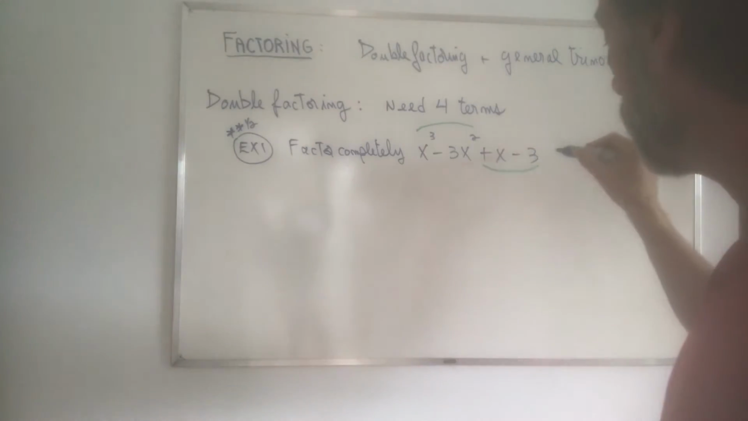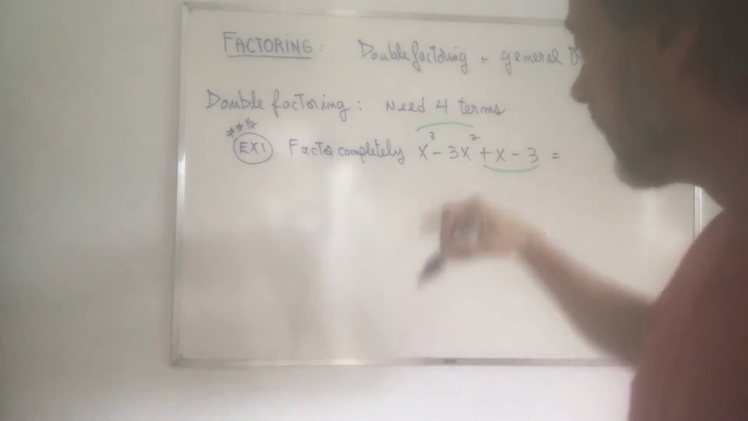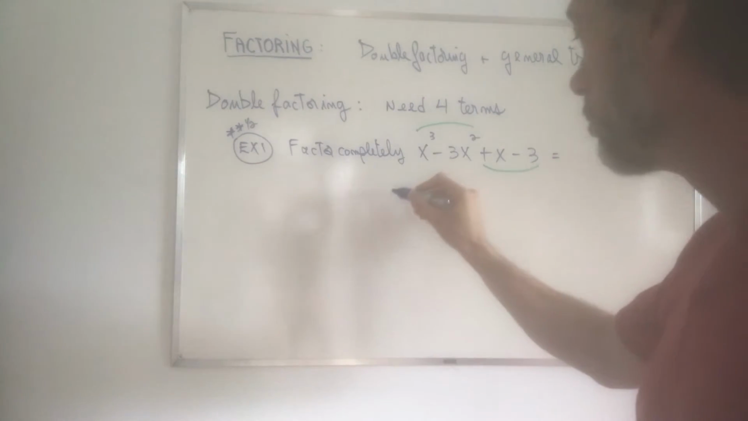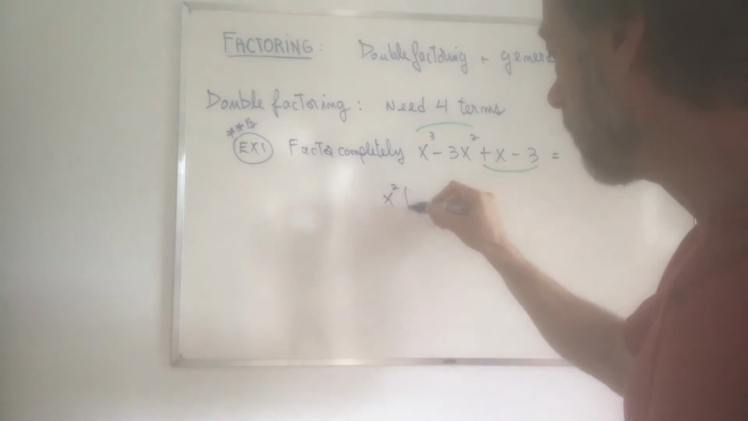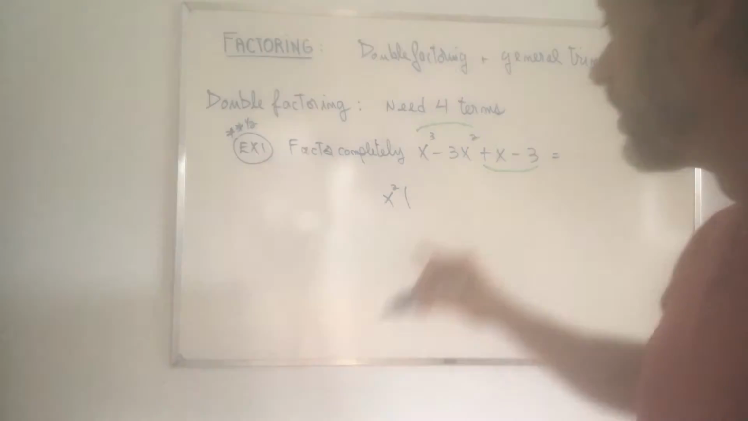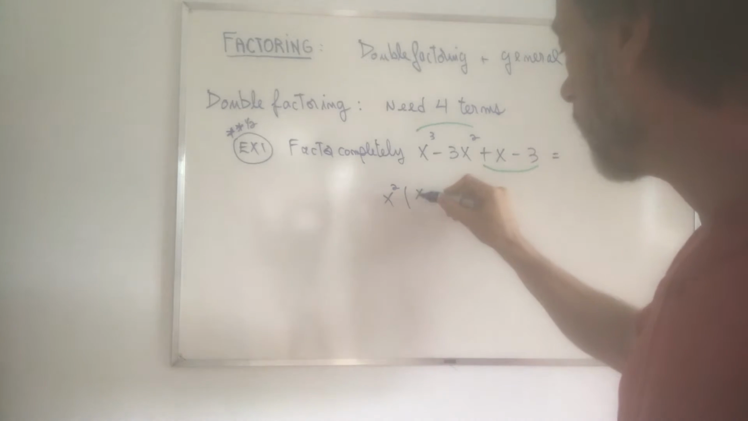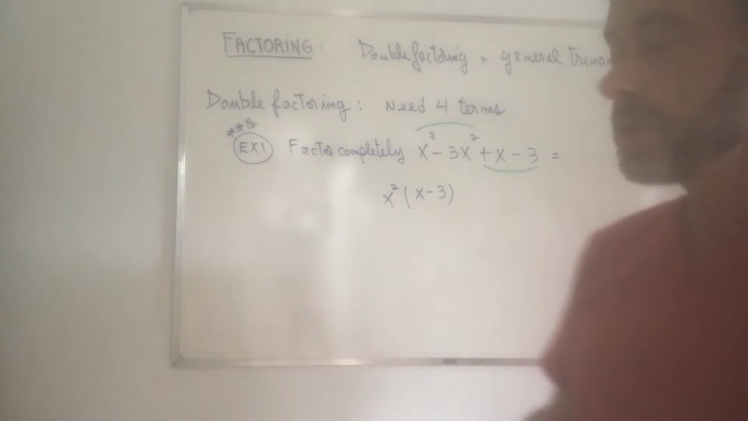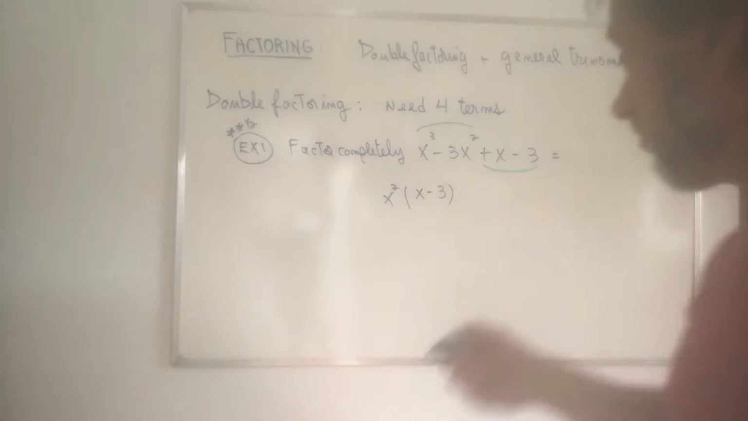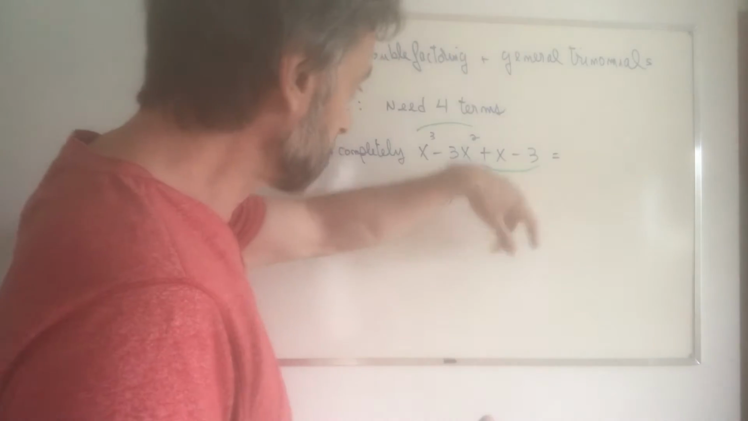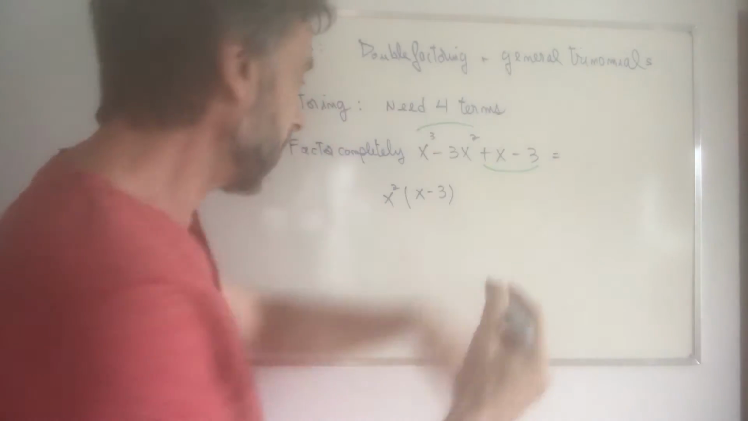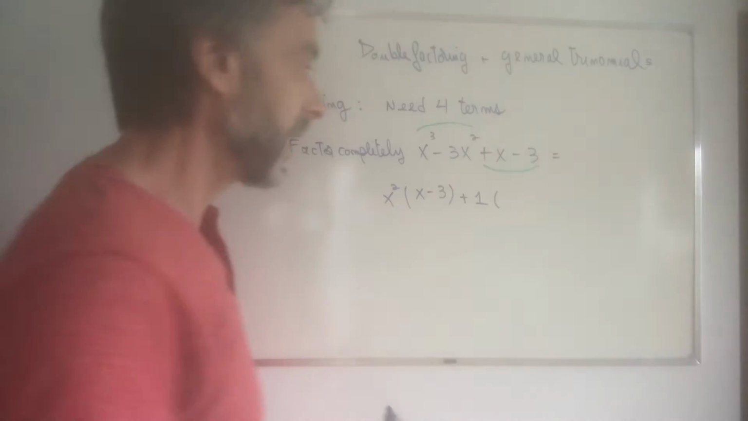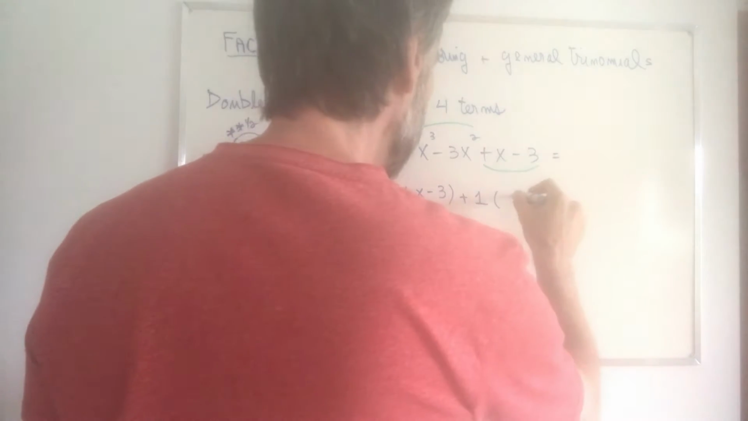So what would be common between x cubed and minus 3x squared? Well, there's an x in here, so the smallest power is 2. We've seen that before. We're going to take out an x squared, right? Taking out an x squared from x cubed leaves me with x. Taking out an x squared from 3x squared leaves me with minus 3. Good. Now, let's see if we can do the same with the last two terms. Nothing in common here except a 1. So I will take out a 1. What will I have left if I take out a 1? Well, I'll have x minus 3.